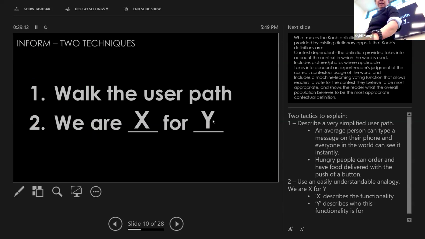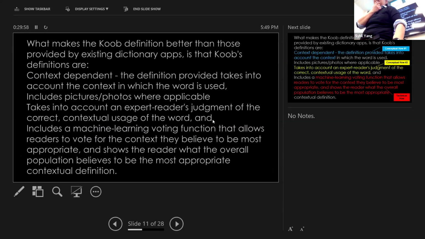Sorry, duplicate slide. This was here to remind you guys to be very succinct when you describe your concept, as in maybe we are X for Y. And here is a great example of not being succinct. We got this as a pitch, the elevator pitch for a concept. This is literally what they submitted.